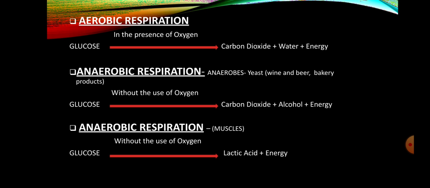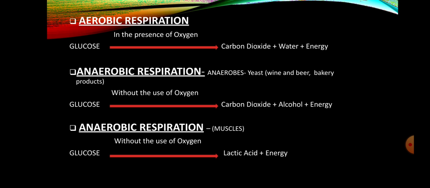Whereas when you see the second equation, you will notice that this is the anaerobic respiration, and it is clearly written that without the use of oxygen, means it occurs in the absence of oxygen, and the end products are carbon dioxide plus alcohol plus energy. And this is the equation where there are three end products. And just for a reference, to make wine and beer, yeast is used because the yeast produces alcohol, and this is a very important fact.